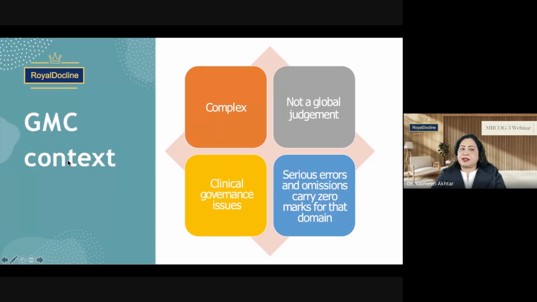Actually, the GMC context is a complex thing to understand. It's not actually a global judgment. The GMC is looking at you specifically in 2 areas: clinical governance issues and serious errors and omissions. They will carry 0 marks for that domain. If you omit the important points in that domain, specifically patient safety, they will give you a 0 mark in that. This is what is written in the GMC context.